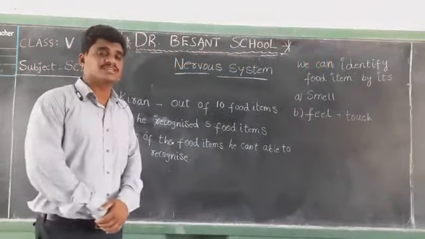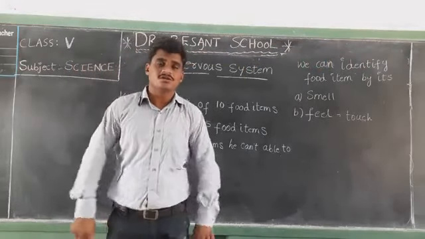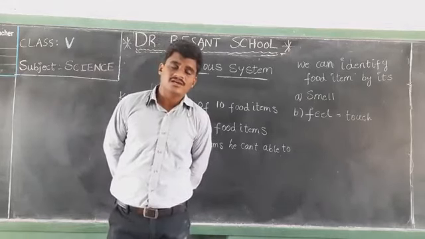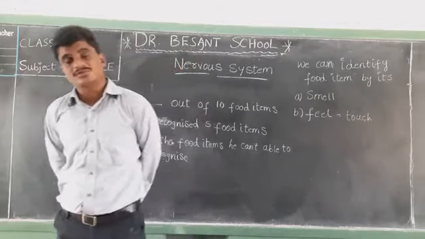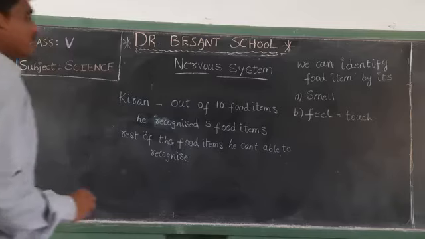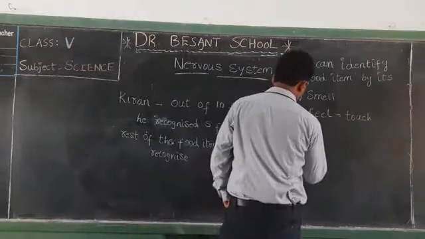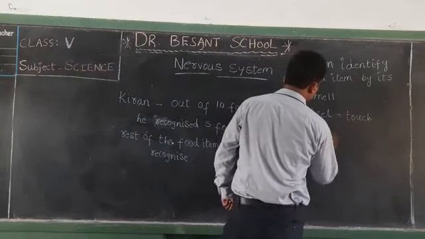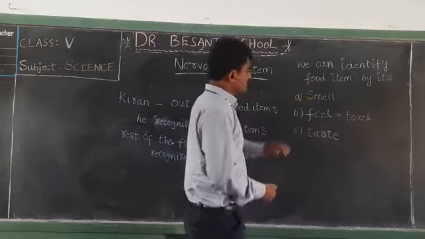Most of the food items we can identify. Isn't it? Children, can you identify by closing your eyes? Yes, very good. Most of the students can identify the food item based on their feel, smell, and finally by taste. Finally, when you taste the food item, we can tell the food item.